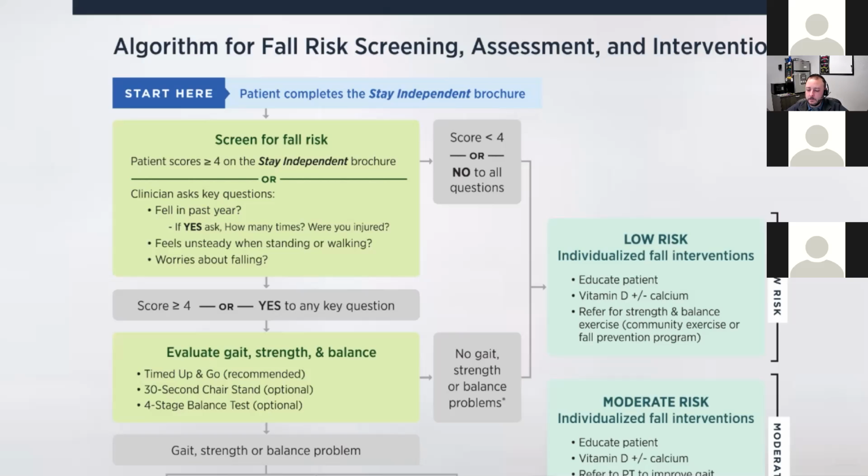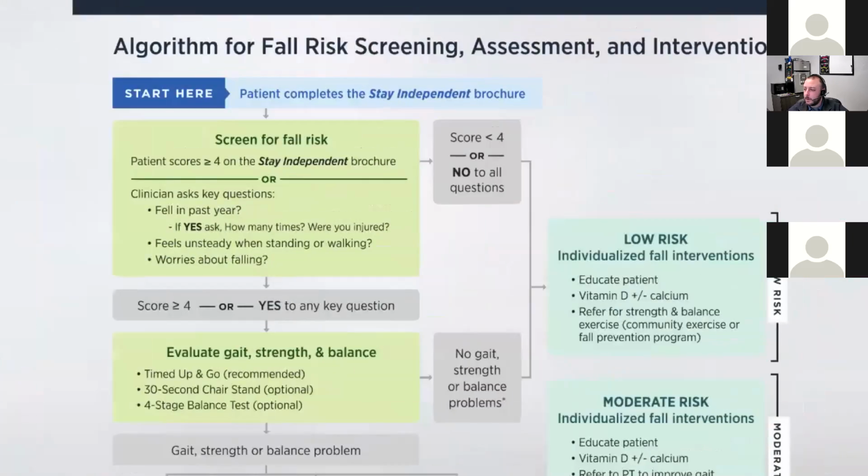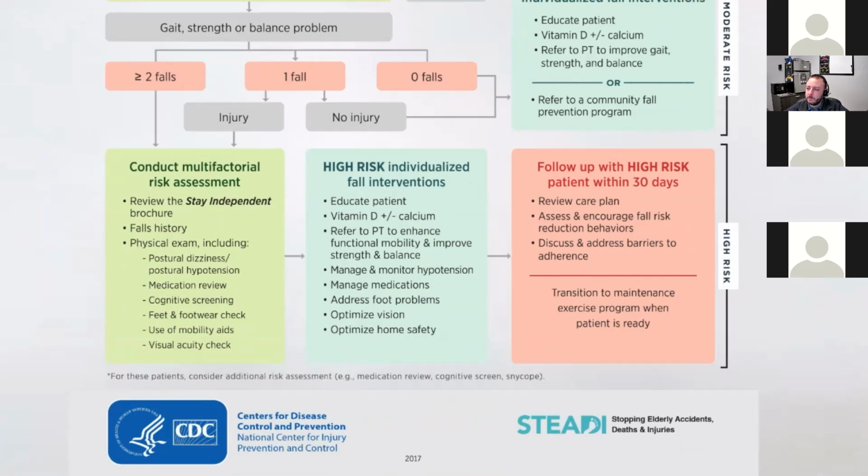If they have a problem, then you move down to the gait, strength, or balance problems. And if they have greater than 2 falls during this time, then there are different levels of risk. So it's a cool tool to follow and help guide you on how to do these fall assessments.